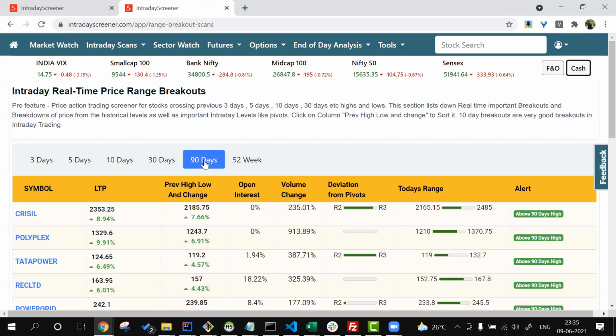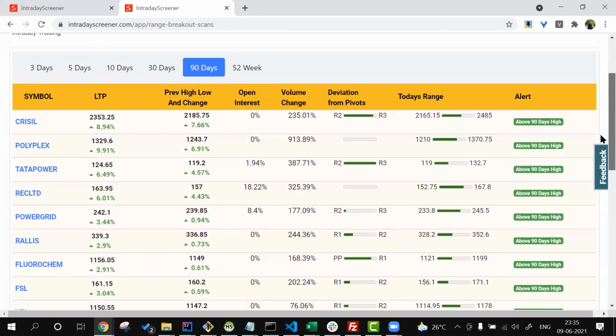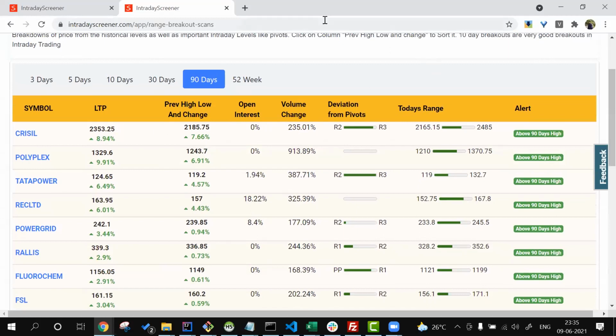So for example, here when I click on 90-day high, you can see that CRISIL has broken its 90-day high in intraday, today. It has gone to 2353, and 2185 was the previous 90-day high, and it is 7.66 percent up from there. So when it broke the 90-day high, it moved up 7.66% from the previous 90-day high.